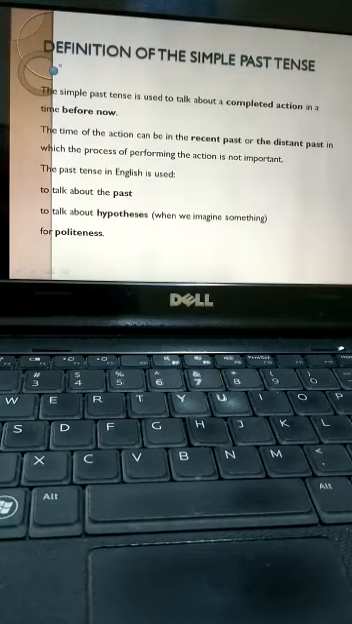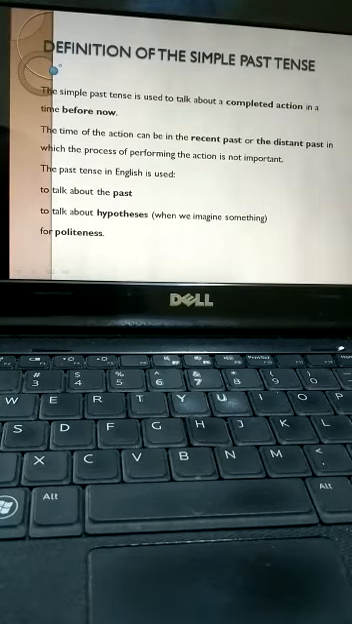So the definition of this simple past tense is that it is used to refer to actions that were completed in a time period before the present time. That means the simple past tense is used to talk about a completed action in a time before now.